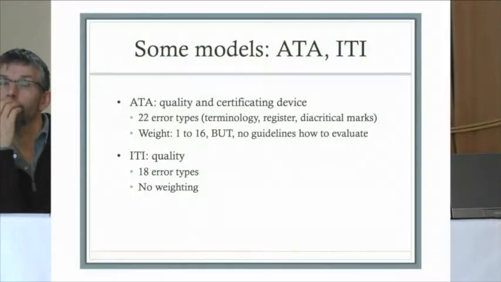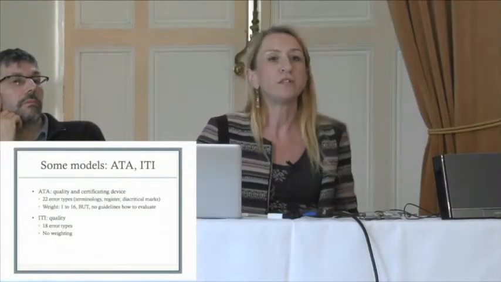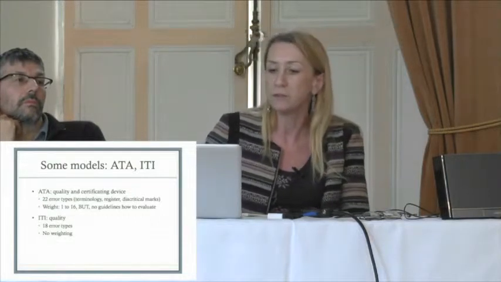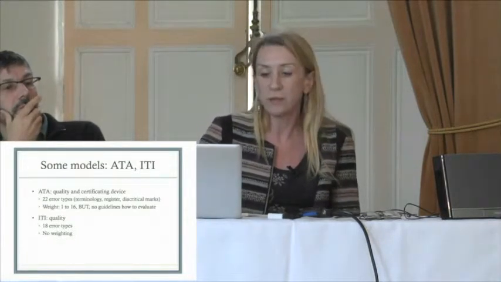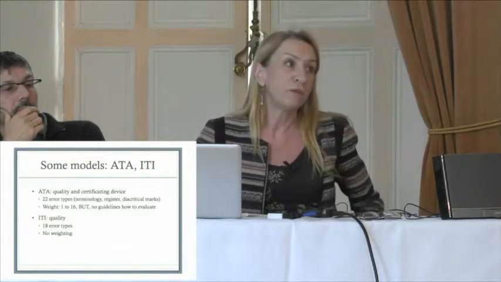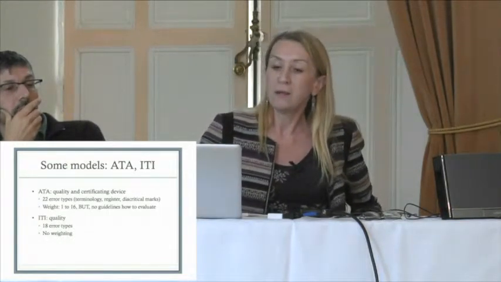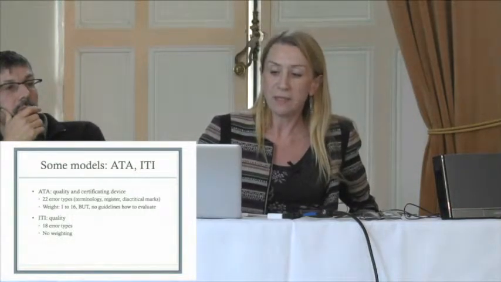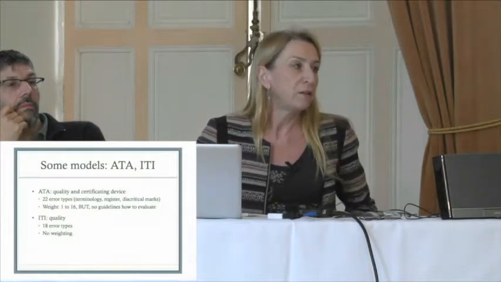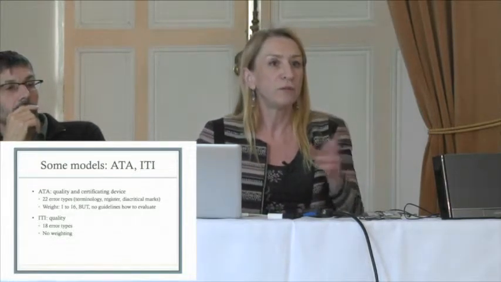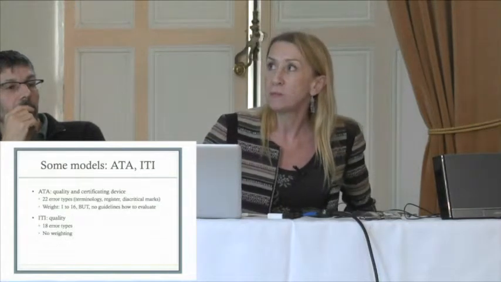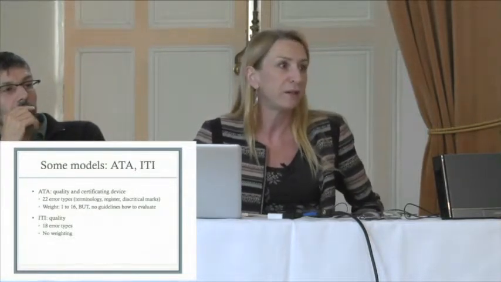So I'm going to show you a few models, especially professional models, because I'm going to talk to you afterwards about the Mélange project, in which we devised the typology based on professional models. Well, the American Association for Translation proposes a typology including 22 error categories in a wide variety of errors. The interesting thing in this model is that each revisor can weight the error, not saying this is a minor error or this is a major error, but the annotator can give from 1 to 16 points to the error. The problem with this model is that there are no guidelines telling the annotators how to evaluate, how to choose how many points the error is worth.